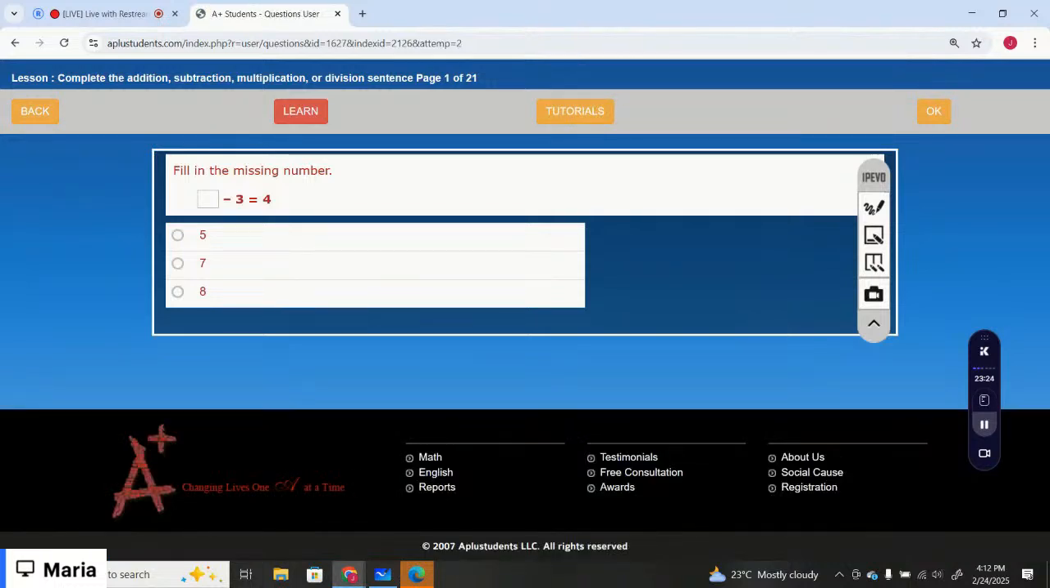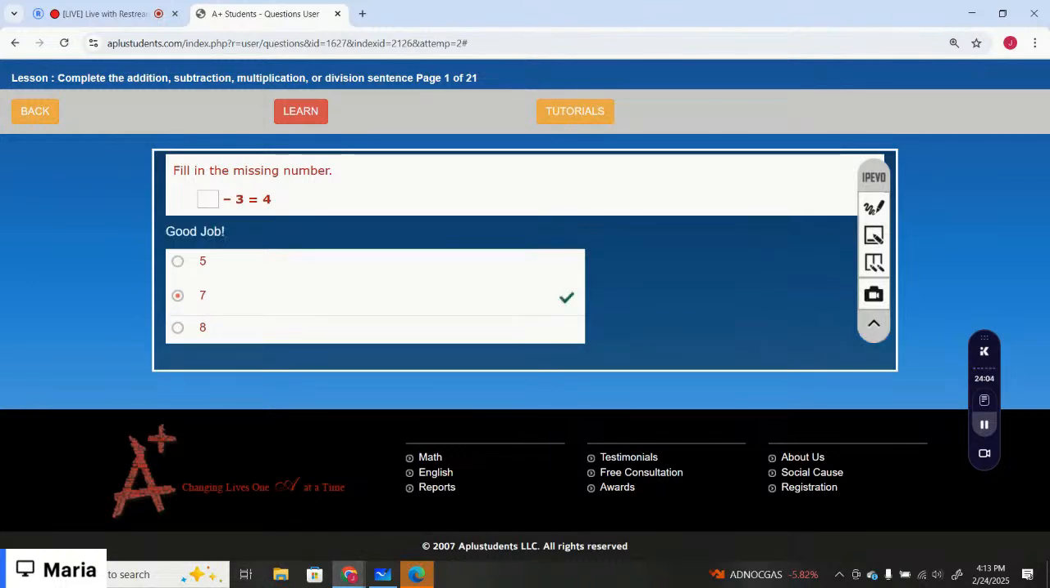Fill in the missing number. What number minus 3 equals 4? Which number is it? That is 7 minus 3 equals 4. Option number 2 is the correct option. Very good.